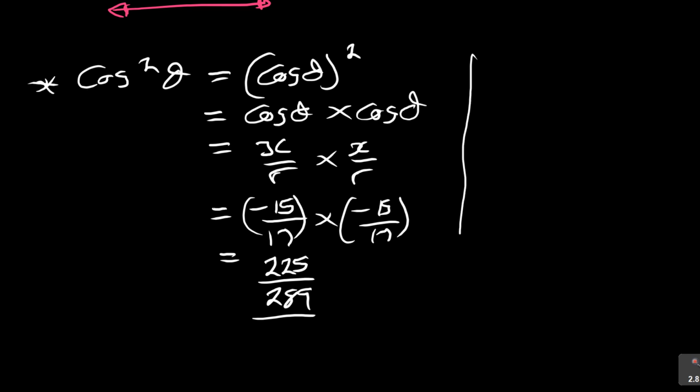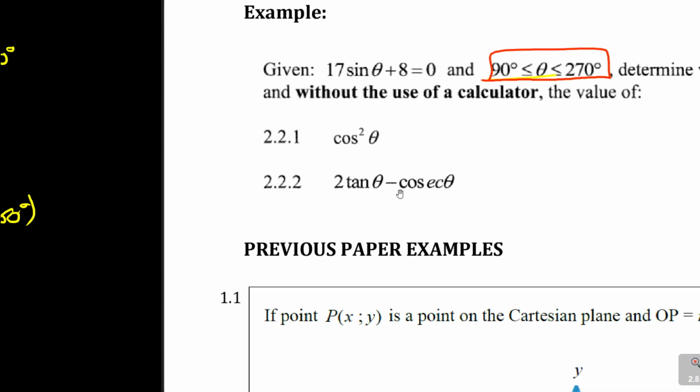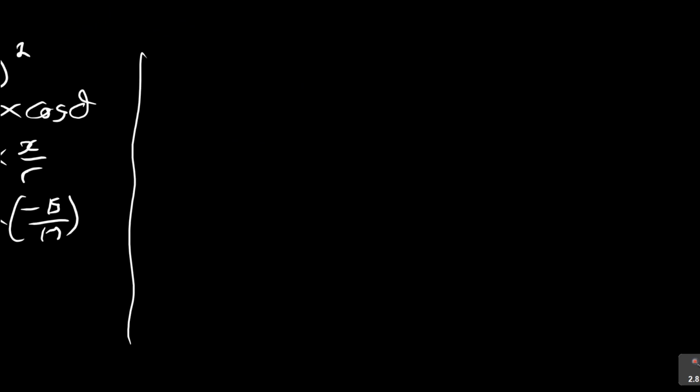Alright, then the other one, what are they looking for? They are looking for 2 tan theta minus cosec theta. 2 tan theta minus cosec theta. Let me write that.